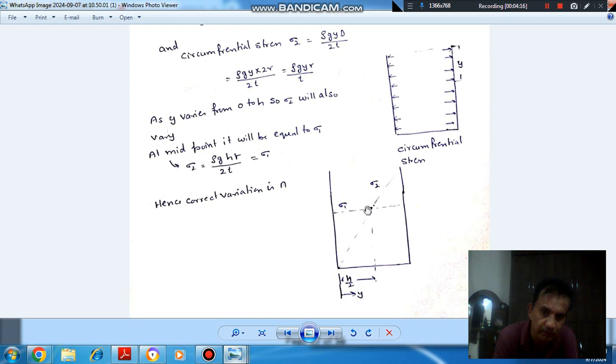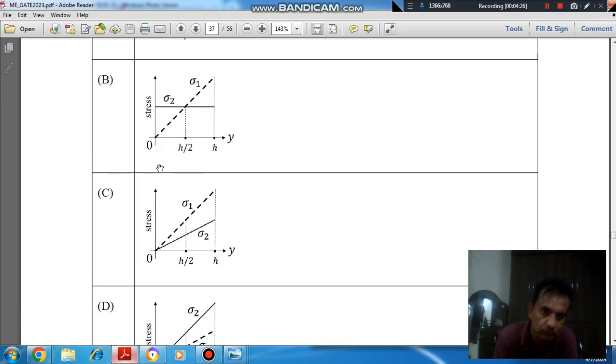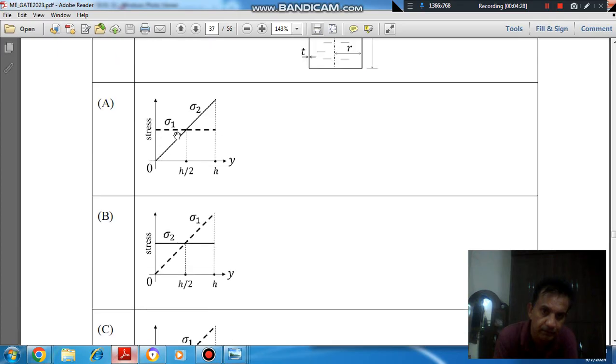So sigma 1 is constant and sigma 2 is varying. So the answer is option A: sigma 1 is constant, sigma 2 is varying. Axial stress is constant, sigma 2 is varying, and both are equal at h by 2. Okay, so that is the answer.